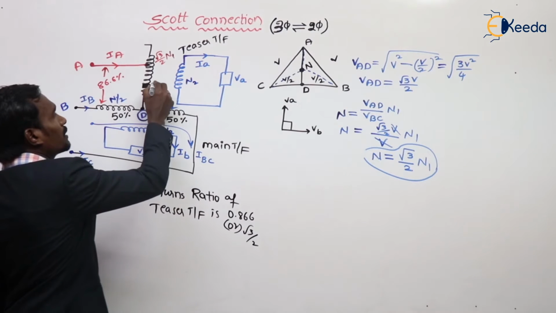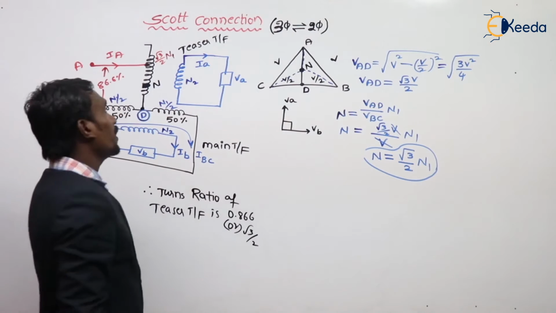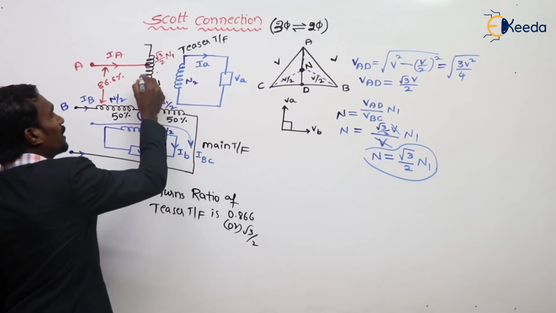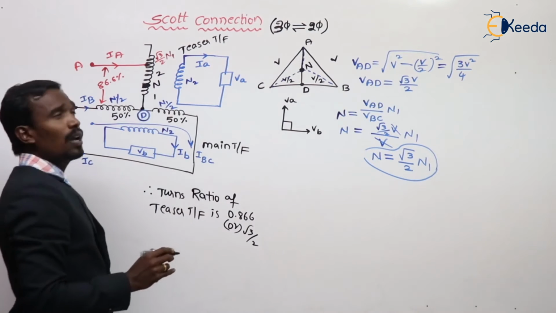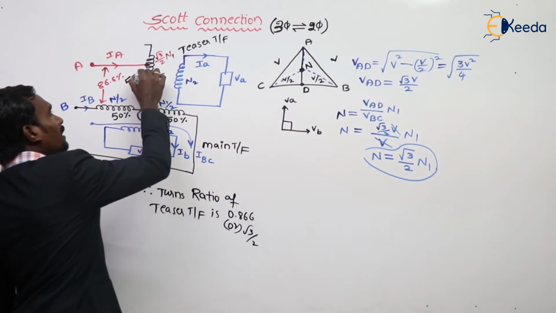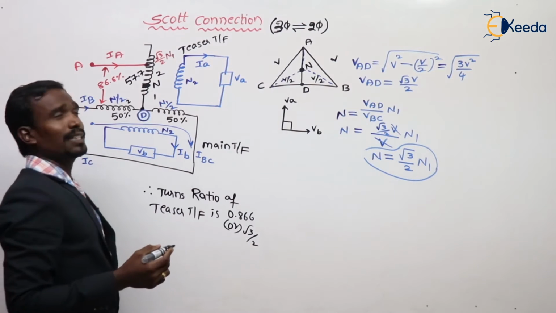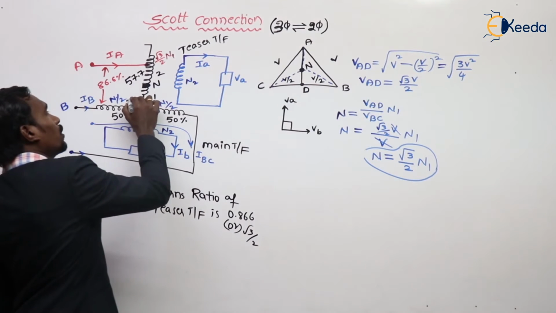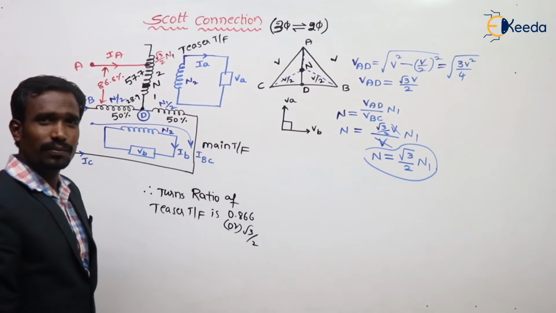The neutral is placed on the teaser transformer with 2 is to 1 ratio, or 57.7% is to 28.9%.